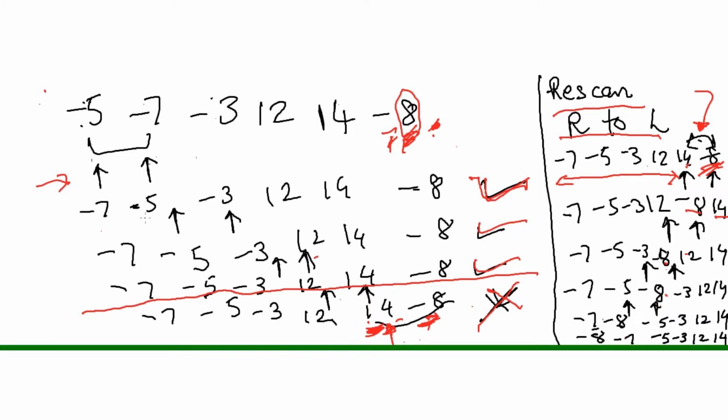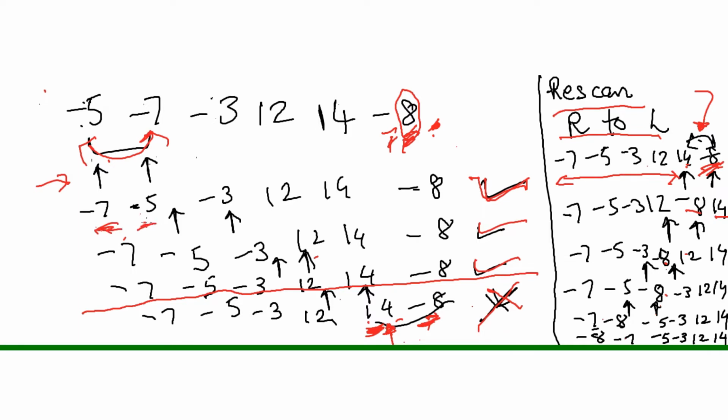-5 and -7 are compared, and -5 is not at the right position because the number on the left hand side has to be lesser than the number on the right hand side for ascending order, and -5 is indeed greater than -7, hence the condition is violated, and we insert -7 at the right position with a swap, and we also insert -5 at the right position with a swap.